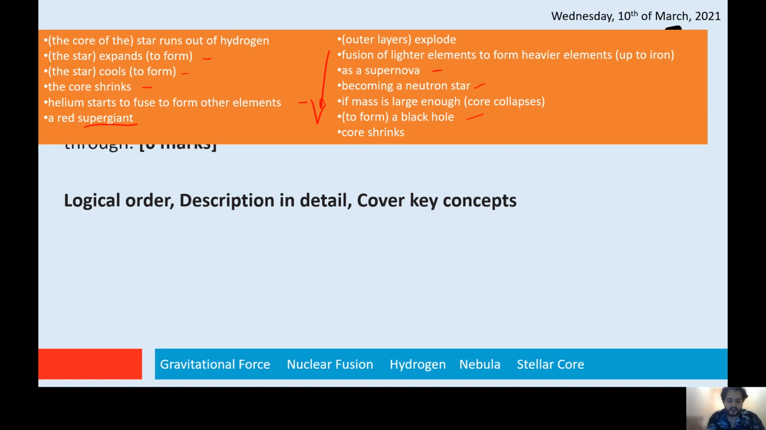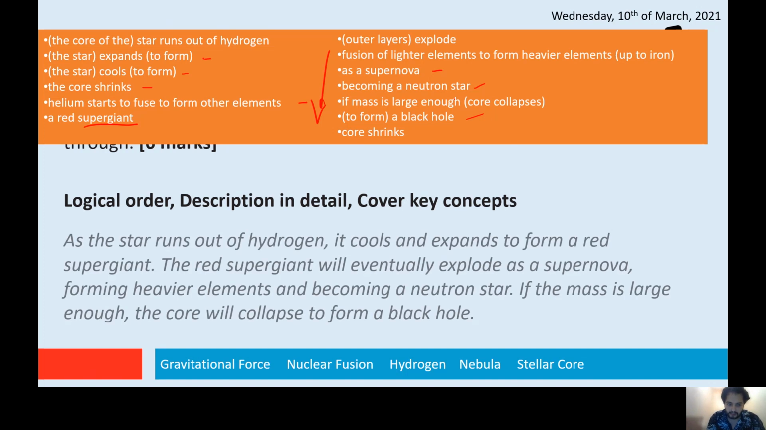So here we've got, I think, a really good answer. As the star starts to run out of hydrogen, there we go, you've already mentioned that. It cools, excellent work, and expands to form a red supergiant. There we go. You could get a mark for expanding, I'm not sure.